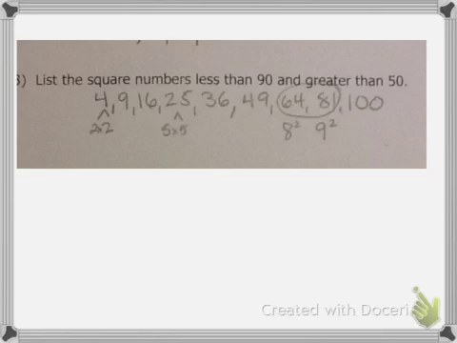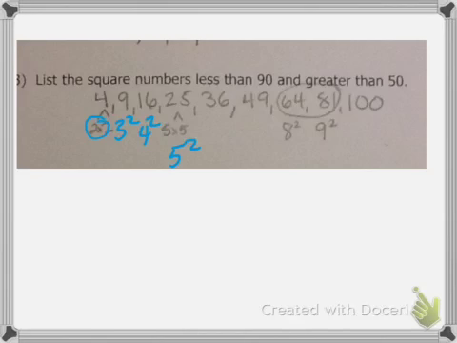Number 3, list the square numbers less than 90 and greater than 50. So a square number is a number that has 2 factors that are one and the same. So 4 is 2 times 2. 9 is 3 times 3. 16 is 4 times 4, or 4 squared. 25 is 5 times 5, or 5 squared, and so on.